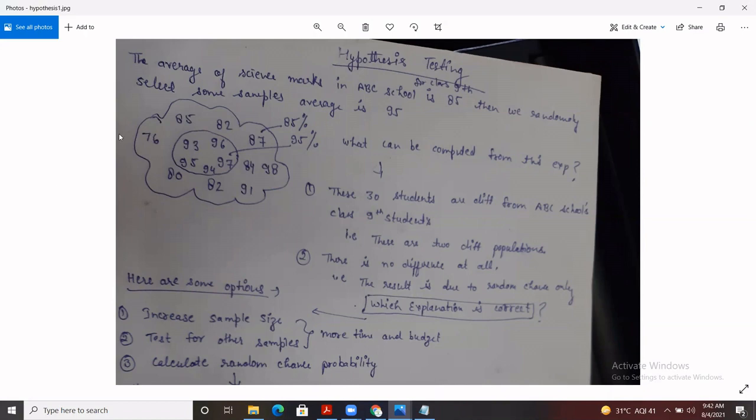So we do have different pictures. One says the average is 85, the other says the average is 95. What is your understanding when we see this kind of difference? The one point we can consider here is that these 30 students are different from the ABC school class 9th students. That can be one observation. That means we have two different populations.